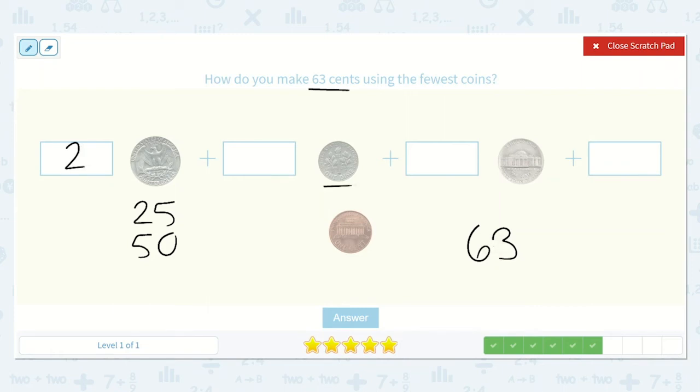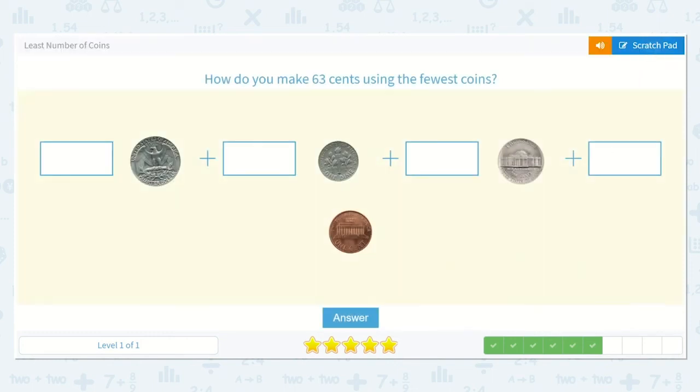Now let's try counting by 10s. 50, 60, 70 would be too much, so it's just 1 dime. And then if I added 5 to 60, it would be 65, which would be too much. Then 60 plus 3 would be 63, so I will add 3 pennies. 2 quarters, 1 dime, 0 nickels, and 3 pennies.